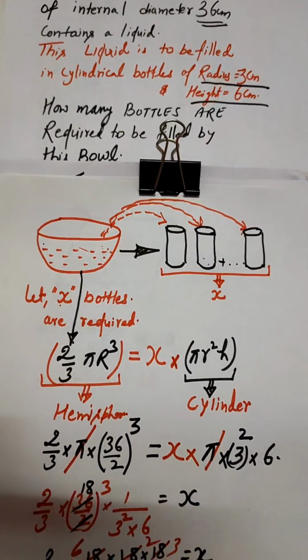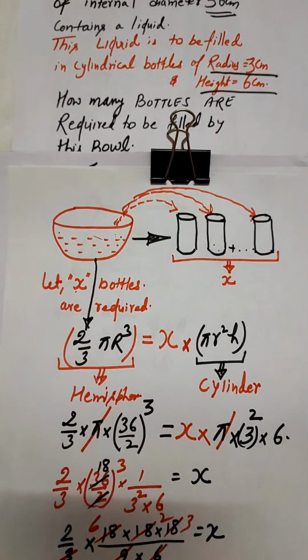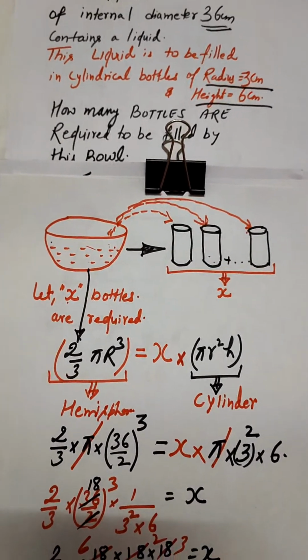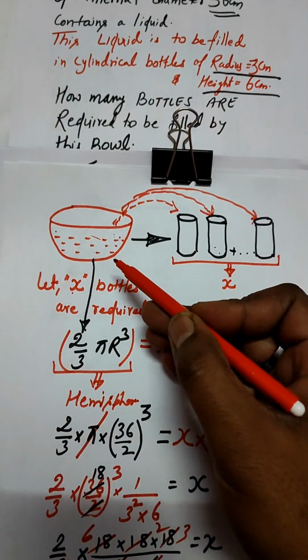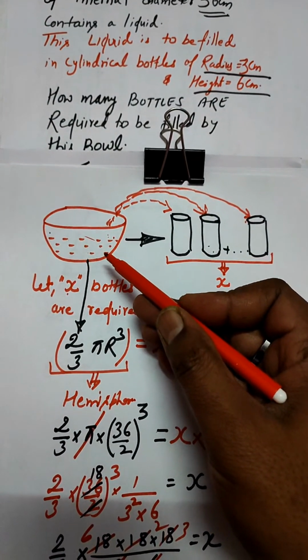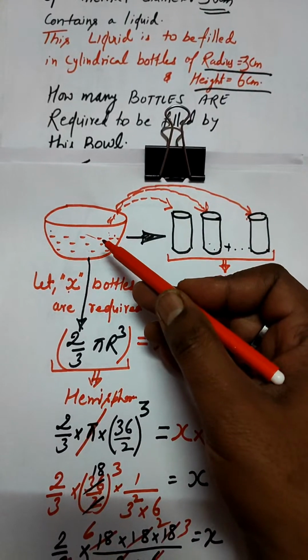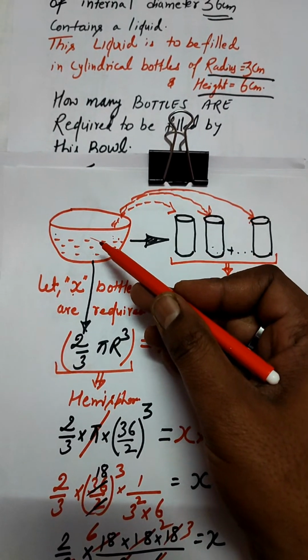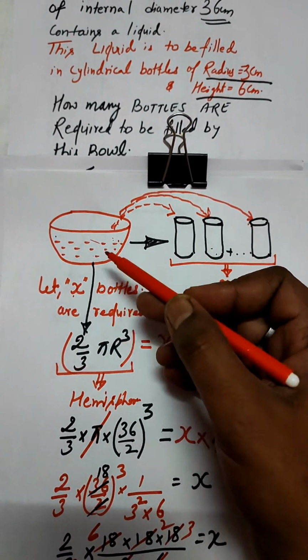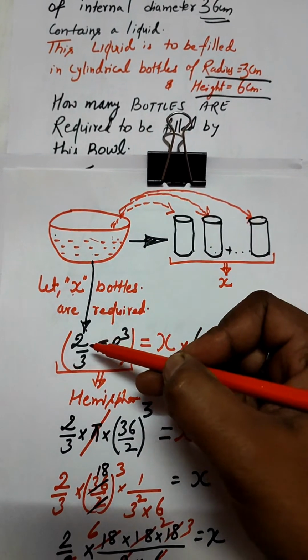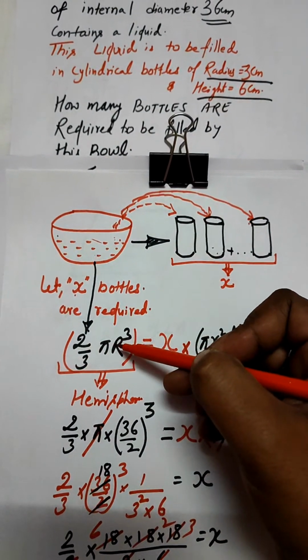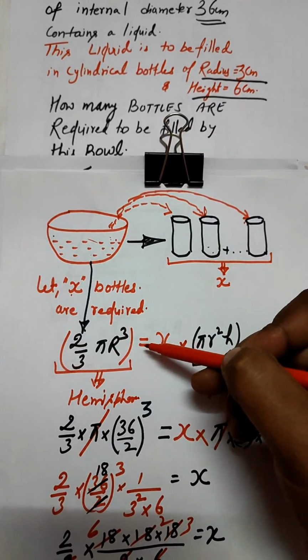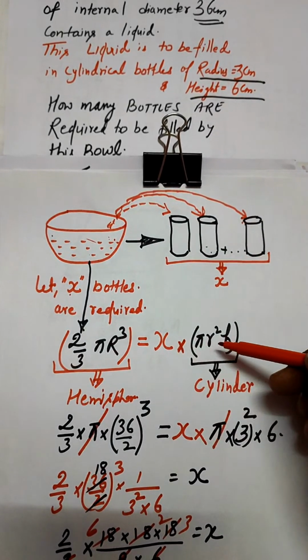So here we have taken this bowl. We know the shape of a bowl is a hemisphere, and the hemisphere contains liquid. So the liquid contained inside a hemispherical bowl is the volume of that hemisphere. So that is equal to 2 by 3 pi R cube, right? And this will be equal to x times pi r square h.